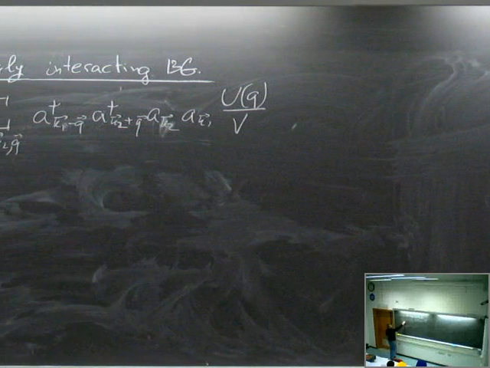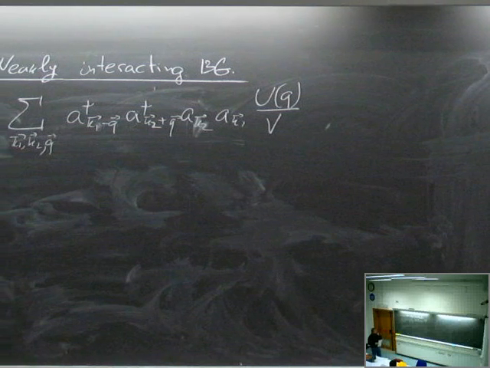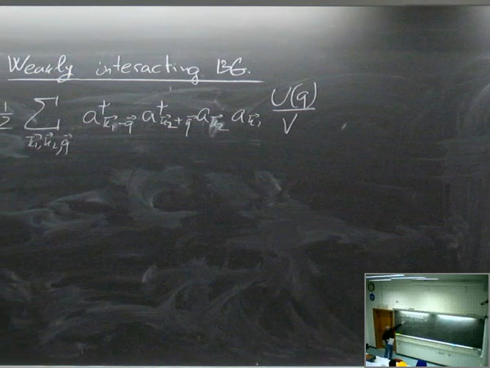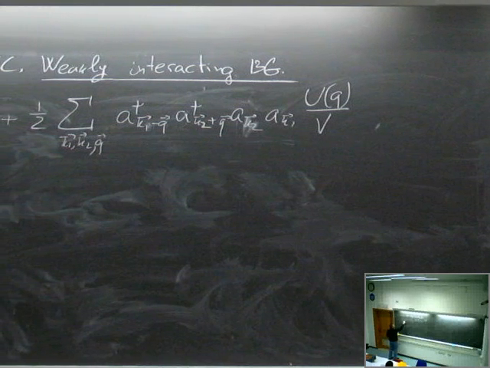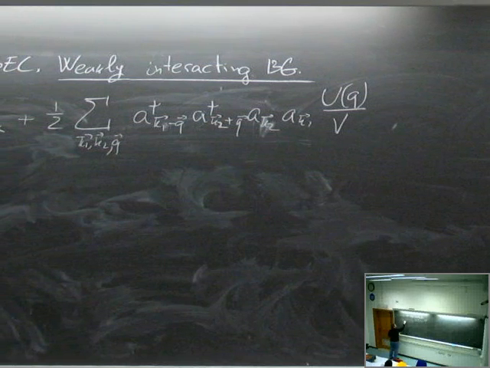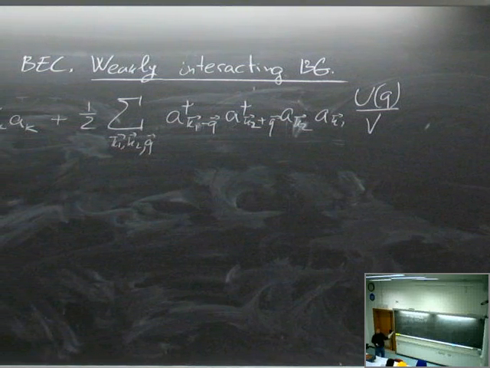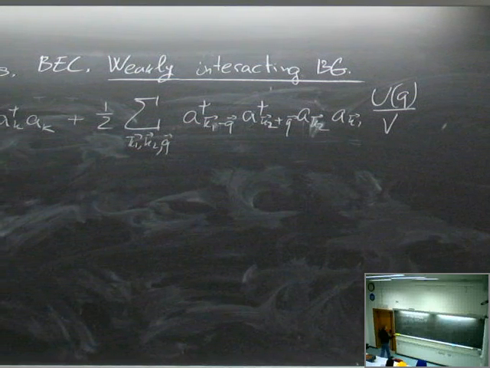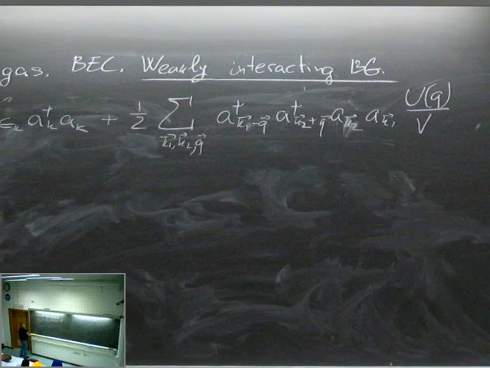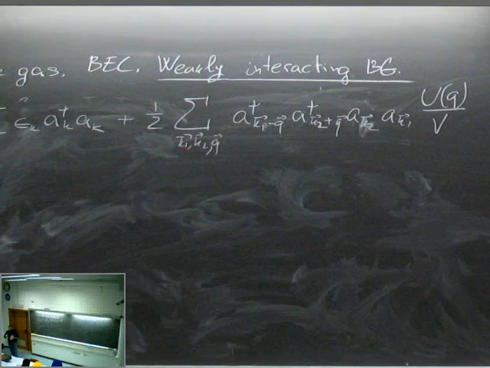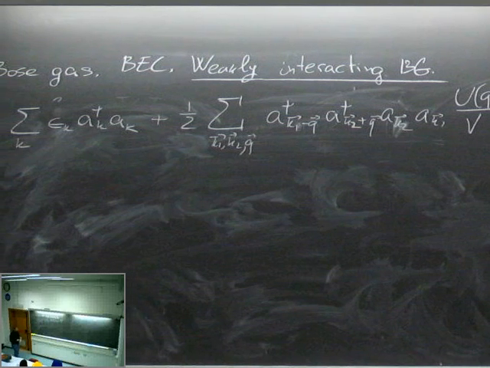Here, the quadratic part is just the energy, and epsilon_k is equal to h bar squared k squared over 2m. And this is the pairwise interaction of particles, which, as I said, is visualized as a short-range interaction. Particles interact only when they collide, so they act like hard balls.